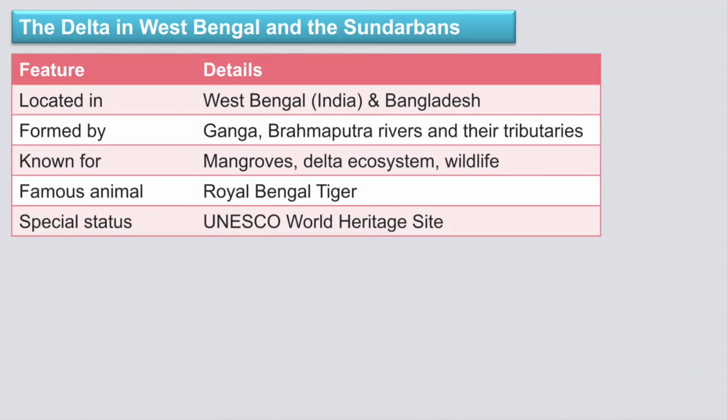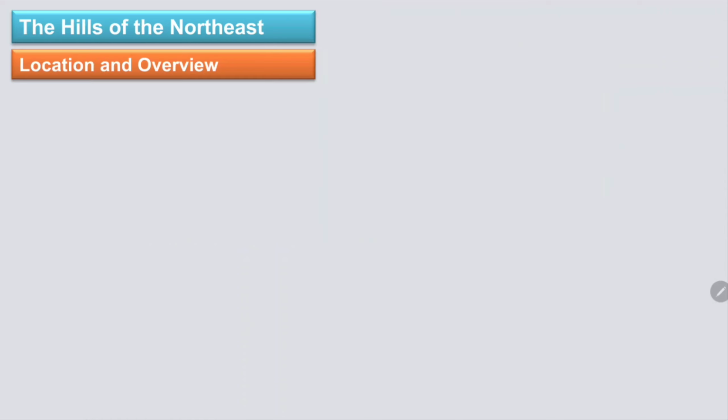So here I have summarized it in the form of a table, okay. Feature, location: these Sundarbans are located in West Bengal in India and in Bangladesh, okay, and they are formed by the Ganga, Brahmaputra rivers and their tributaries. Known for mangroves, delta ecosystem and wildlife. Famous animal, Royal Bengal tiger. Special status, UNESCO World Heritage Site. If you remember this point, it will be enough for your exam as well, okay.